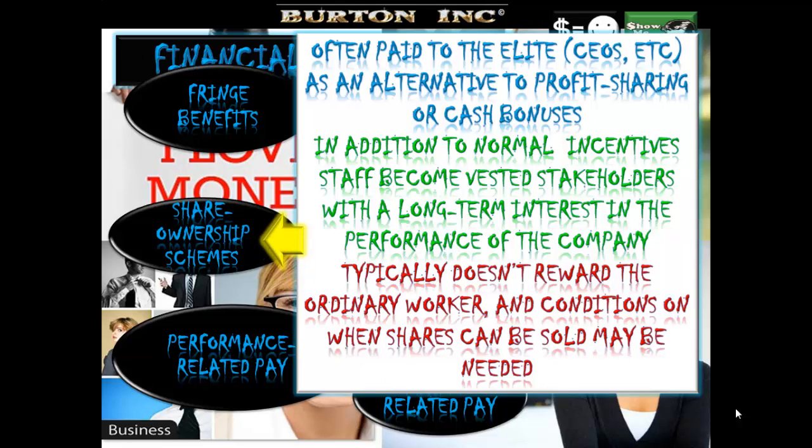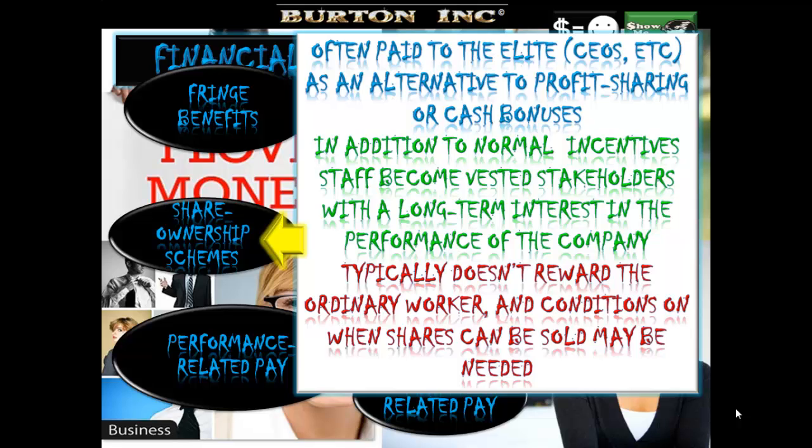Share ownership schemes. These are often paid to what we term the elite, chief executive officers, board of directors, and it's often paid as an alternative to profit sharing or cash bonuses. Now, the good thing about it is, in addition to normal incentives, staff become vested stakeholders with a long-term interest in the performance of the company. Share ownership schemes, long-term interest in the performance of those shares.